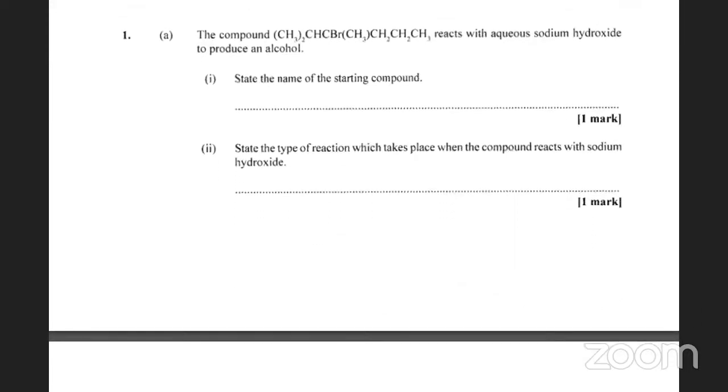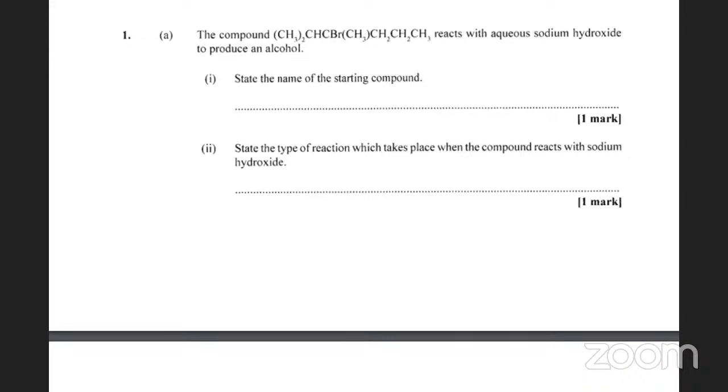All right, let's move a little quicker. The compound below, they're showing the compound, it reacts with aqueous sodium hydroxide to produce ethanol. Name the starting compound. So they are giving us a haloalkane. They're asking us to name it.